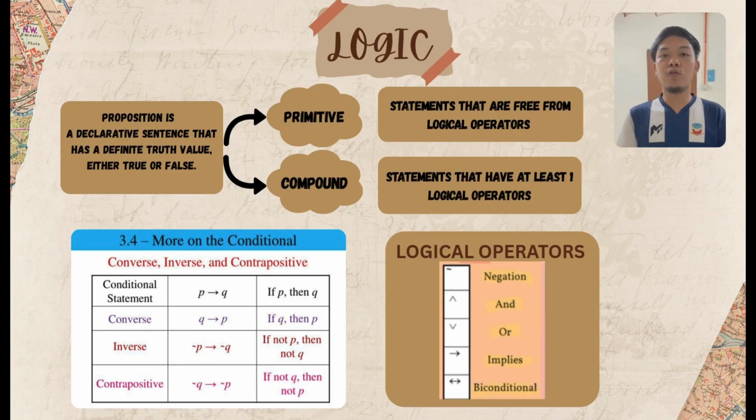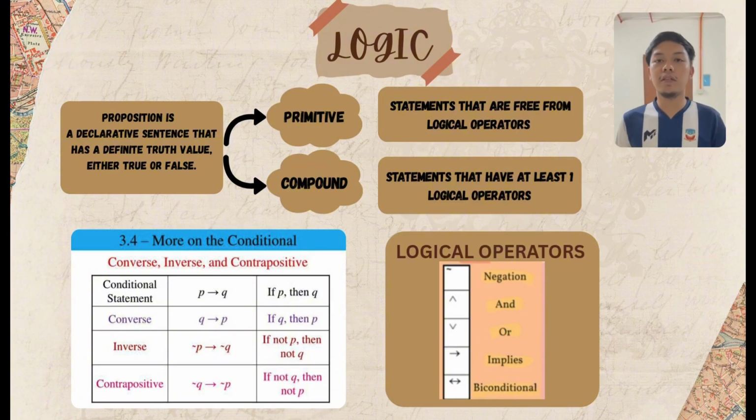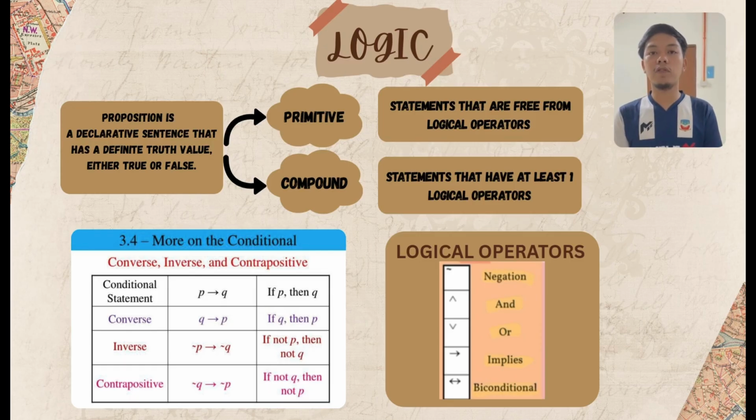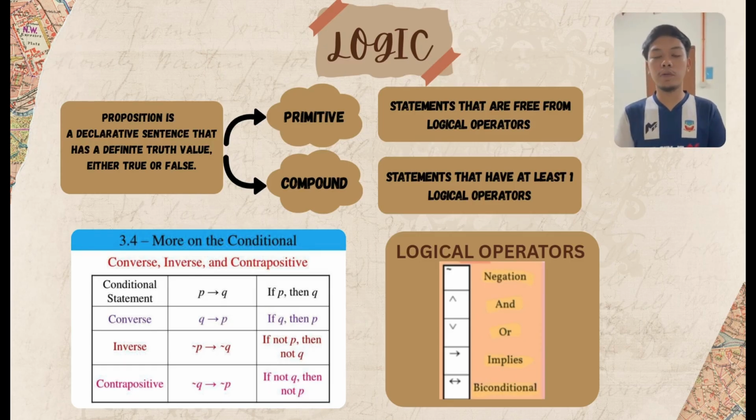Alright, we go to logic first. In logic, we have proposition. Proposition is a declarative sentence that has a definite truth value, either true or false. And we have two types of proposition. First, primitive proposition, a statement that is free from logical operator. Second, we have compound proposition, a statement that has at least one logical operator.